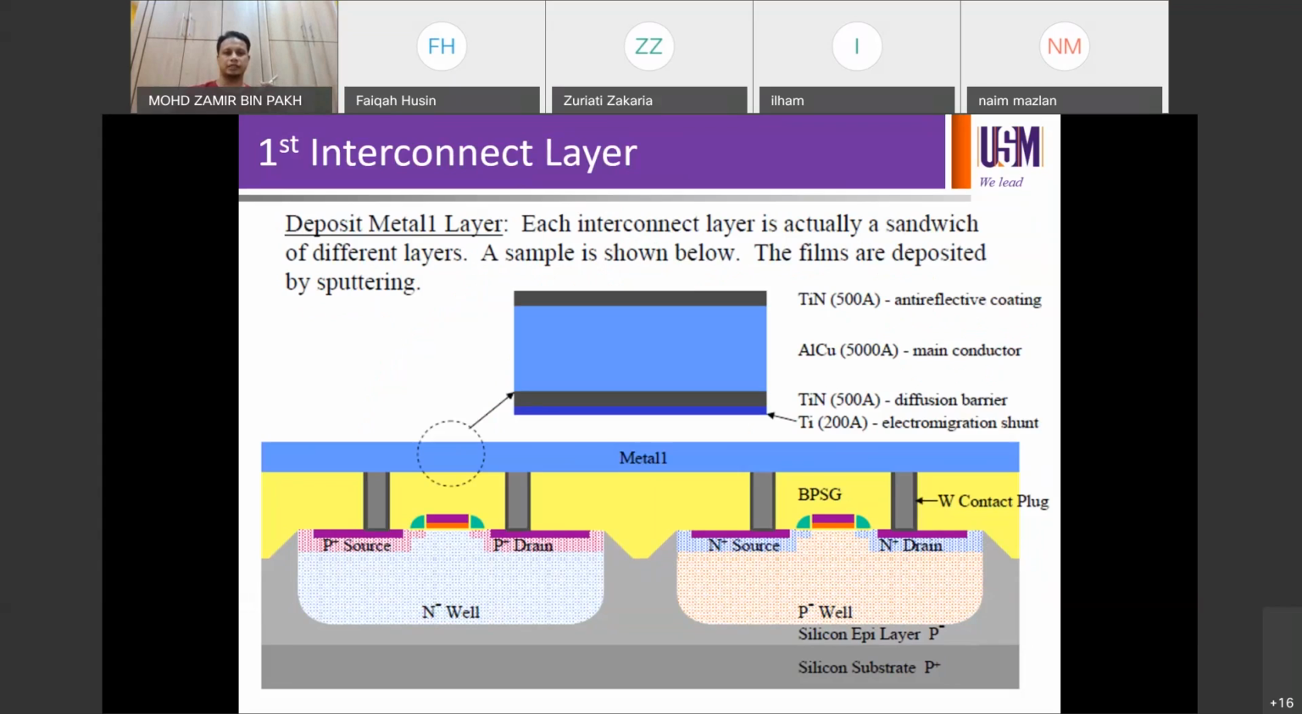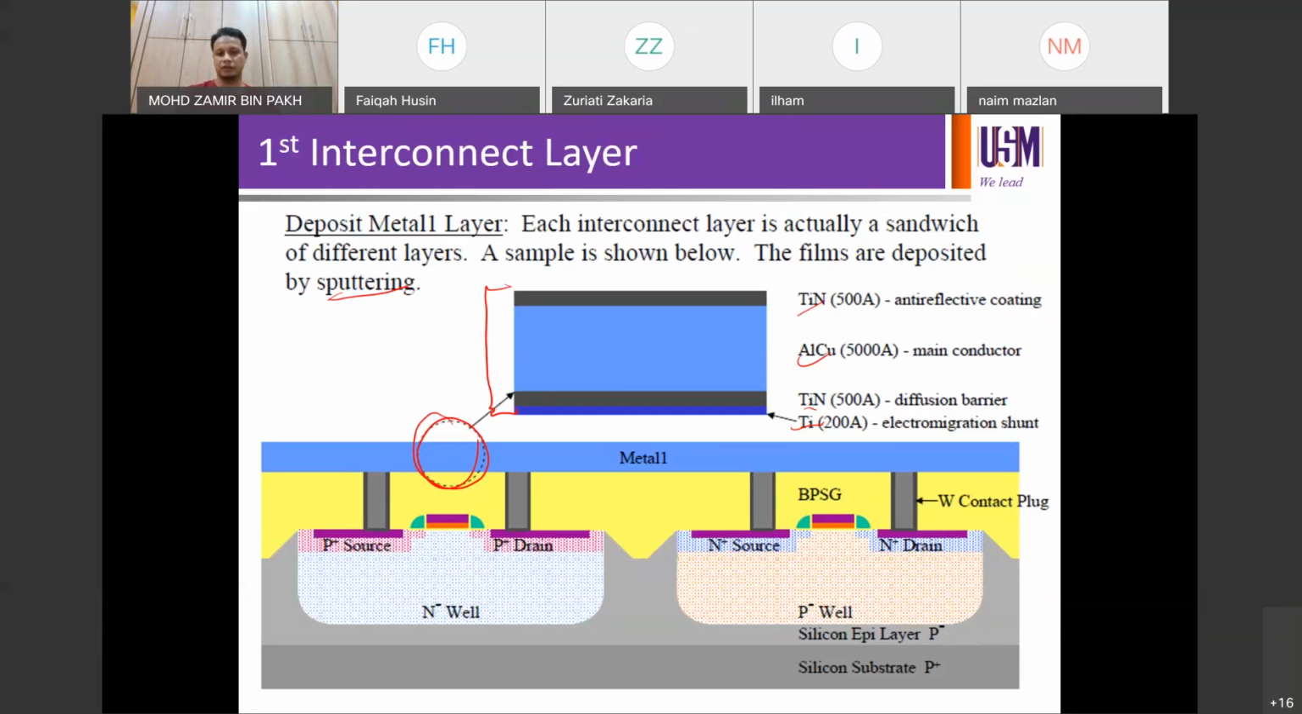Each interconnect layer is actually a sandwich of different layers. So you sputter your first metal layer. So this layer, metal 1, consists of a few layers in between. So you have titanium 20 nano, you have tinitride 50 nano, aluminum copper 500 nano, tinitride again 50 nano. It depends on what sort of contacts you use for your device. So it's not true for all cases, right? For this case, it's true, but you normally have multiple layers with different roles.